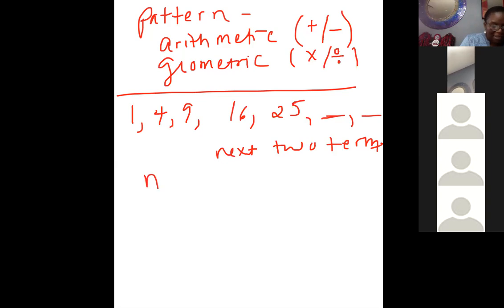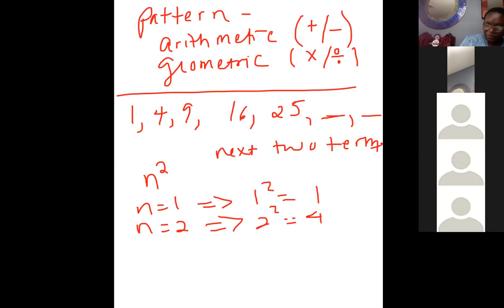So something like this: n to the second power, where n starts at 1. So the first term here would be n equals 1. And if n equals 1, 1 squared will give you 1. If n equals 2, 2 squared gives you 4, and so forth and so on. Okay, that's a good one. Does anybody else see another pattern? Because there's a possibility of another pattern.